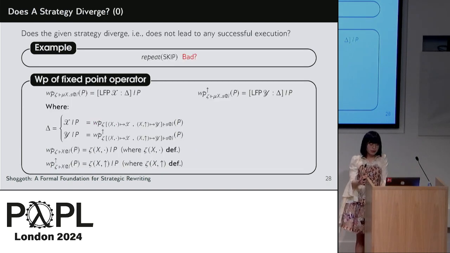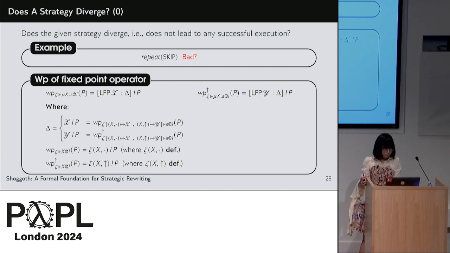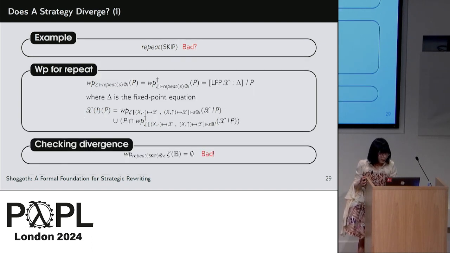And also, we can check if a strategy diverges. For example, repeat skip. Is this a bad strategy? Making use of the weakest precondition calculus for fixed point operators, we can instantiate it to define the weakest precondition for repeat. And again, the weakest precondition is an empty set, meaning there's no expression that can be successfully executed by repeat skip. We can then conclude that this is indeed a bad strategy.